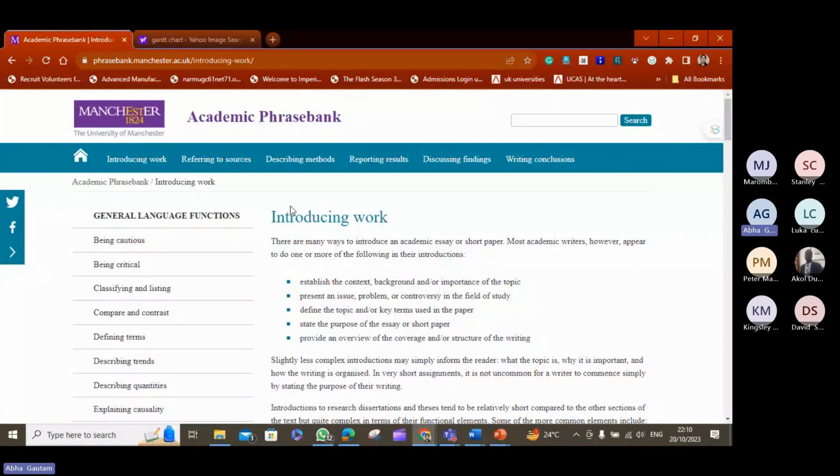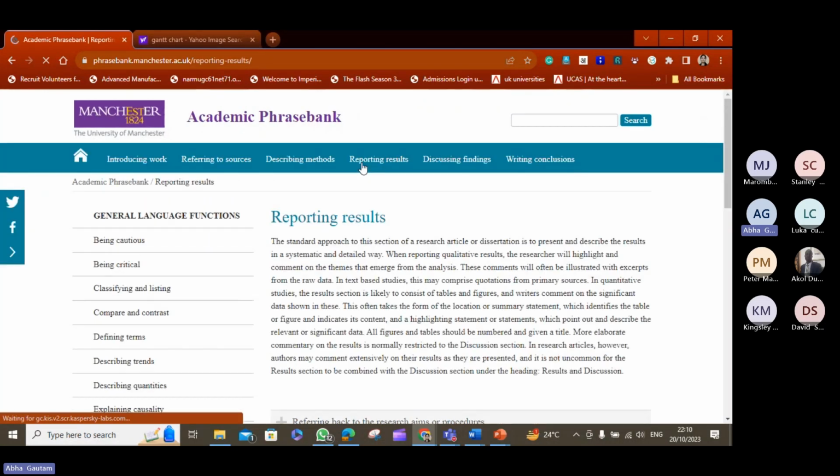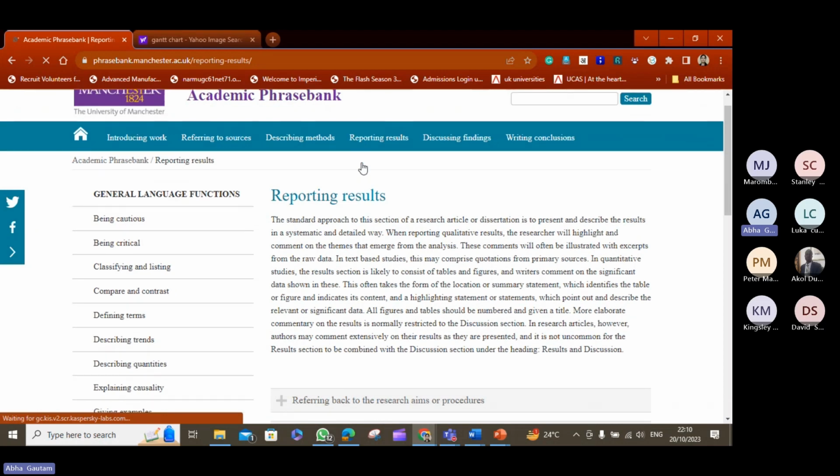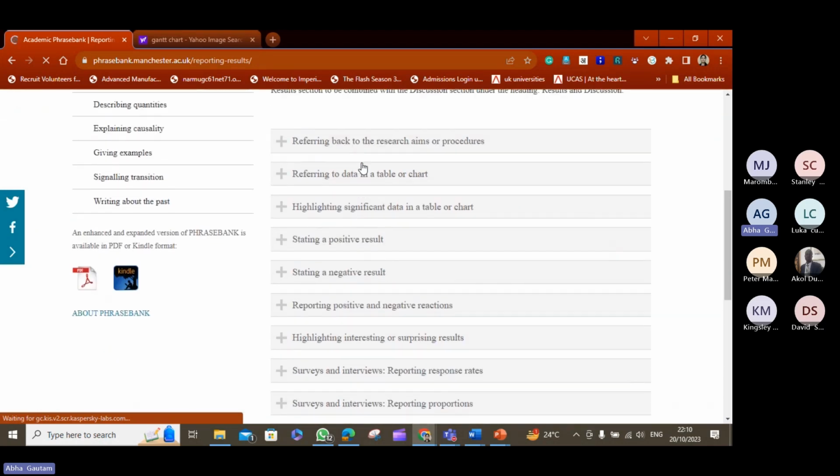Now, it was about introduction. Let's say you want to describe or report the results which you found in your research. You want to report those results in your report. How can you do that? You may find positive results or negative results, for that matter, also. So how can you quote them?